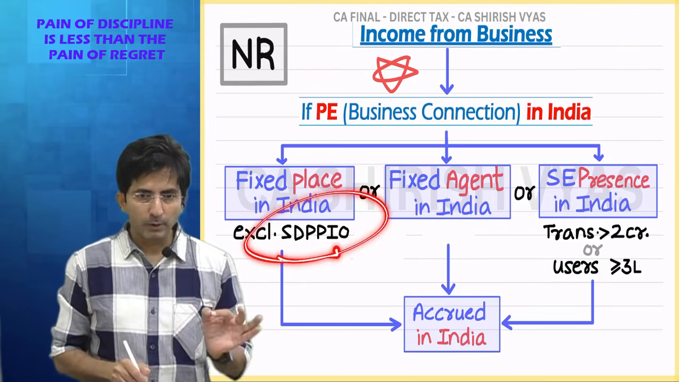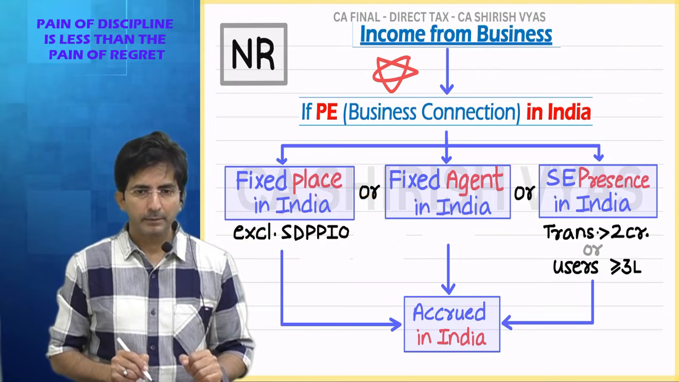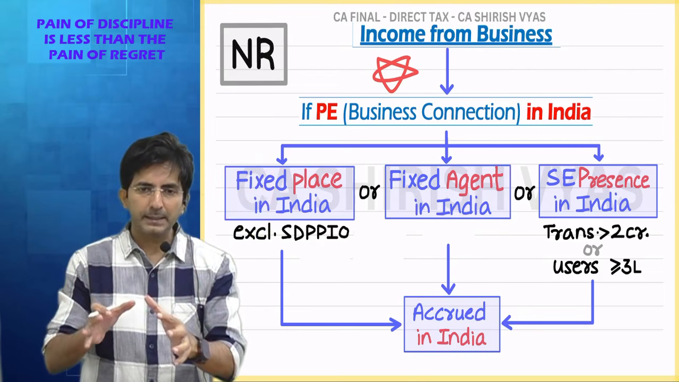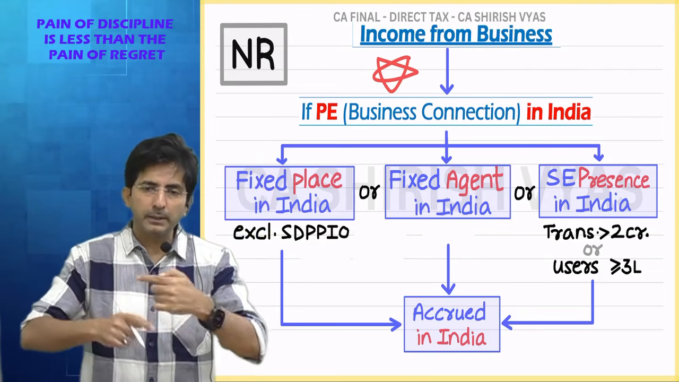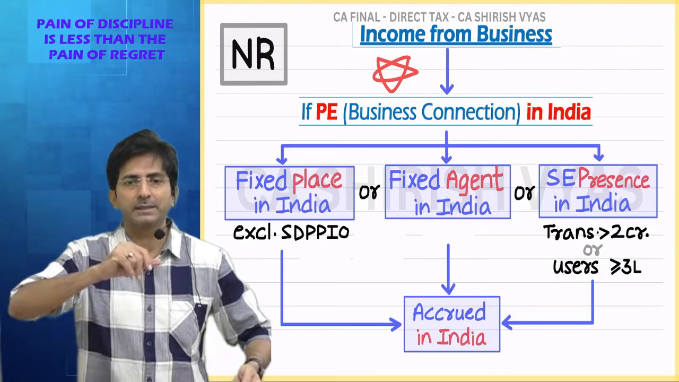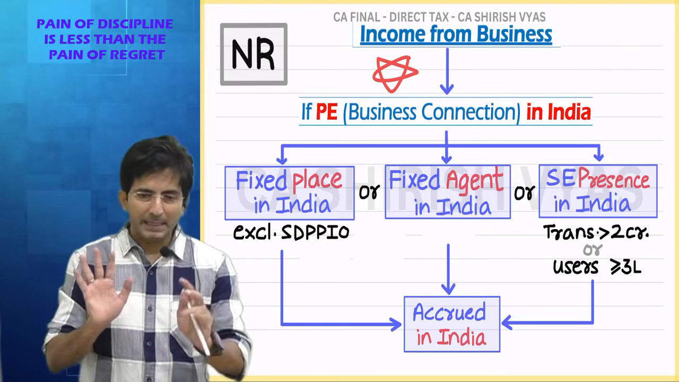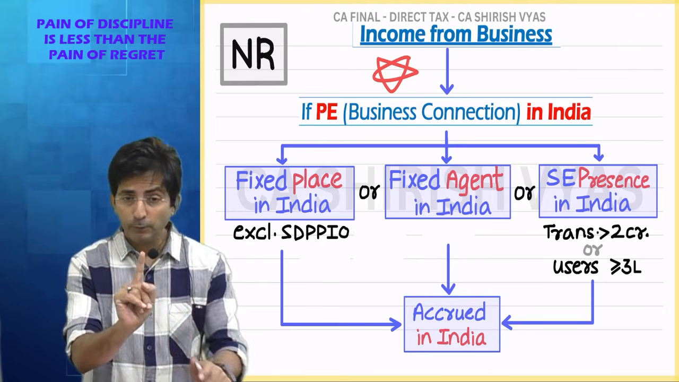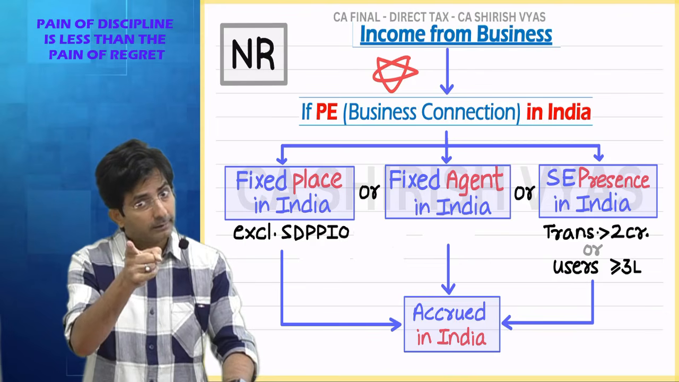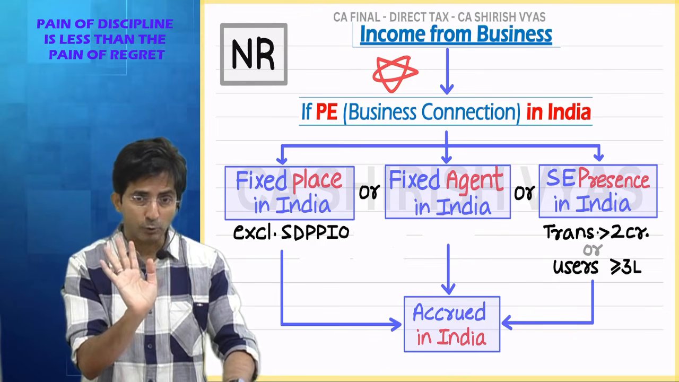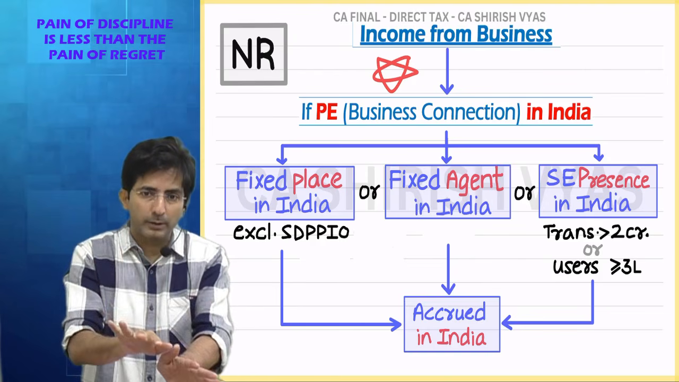In SHIRISH there is one more P, processing. Imagine that a non-resident of Singapore has taken a place in India, but in this place he simply does processing. Maybe there are some experts in India in processing. So he has kept a place where only processing is done. After processing, if you sell, then it becomes a PE. See, all these activities should be exclusively restricted to that much only.